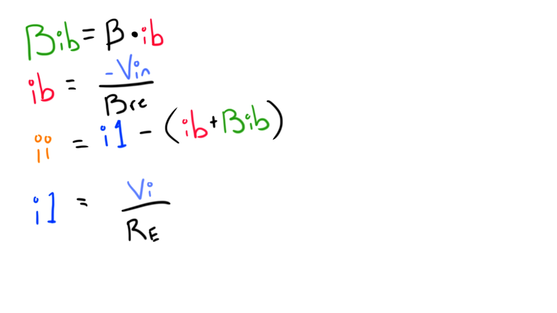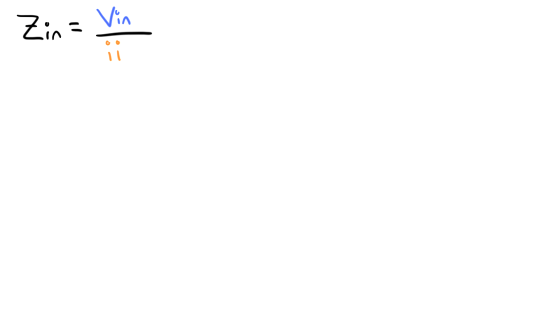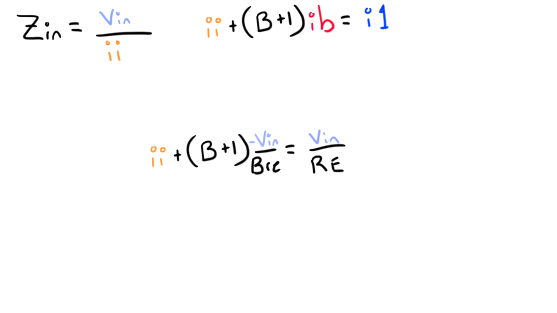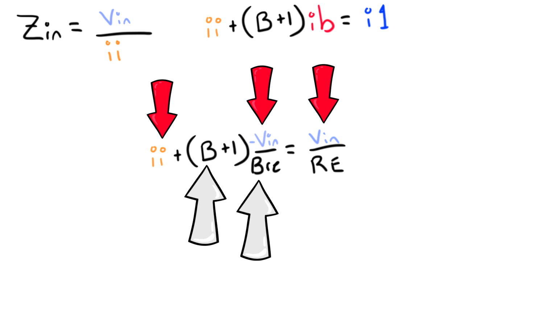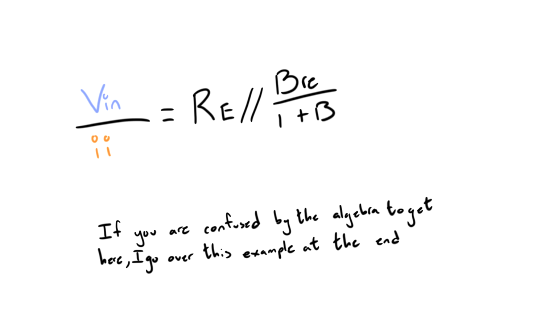From this, we can easily calculate Zin and AV. Zin is equal to the Vin value over In. So let's take the formula of In plus beta plus 1 multiplied by IB is equal to I1 and replace all the currents with their equivalents. Now what we have is Vin, In, beta, and some resistances. So move all the variables around until Vin is over In.